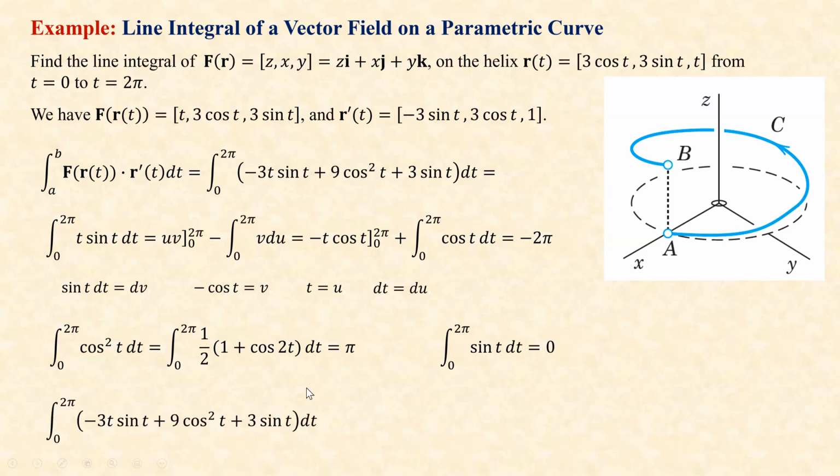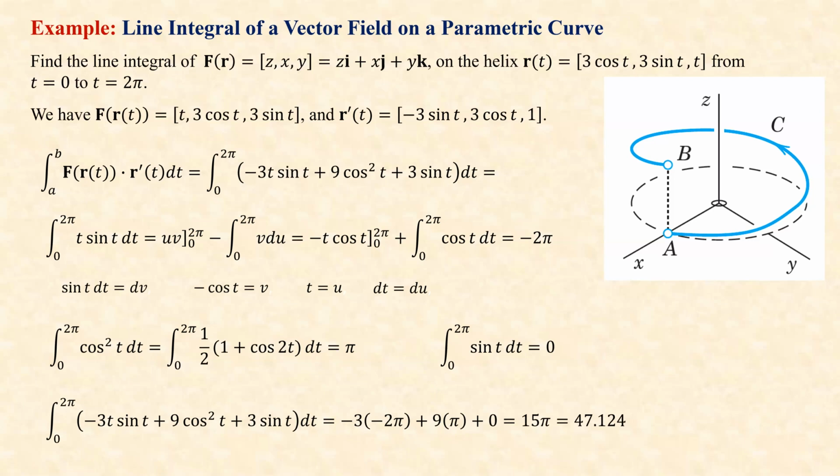So if we put these values back, we have negative 3t sine t. The integral becomes negative 3 times the integral of t sine t, which we found as negative 2 pi, and then 9 times the integral of cosine squared, which is pi, plus 0. So the total becomes plus 6 pi, negative 3 times negative 2 pi, and 9 pi, which becomes 15 pi, which is 47.124, right?